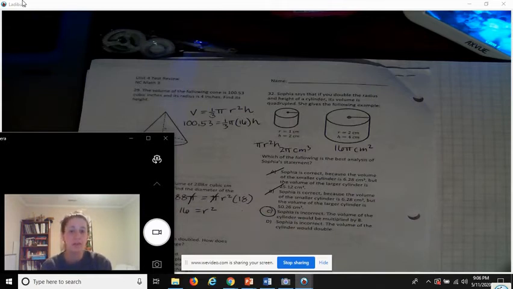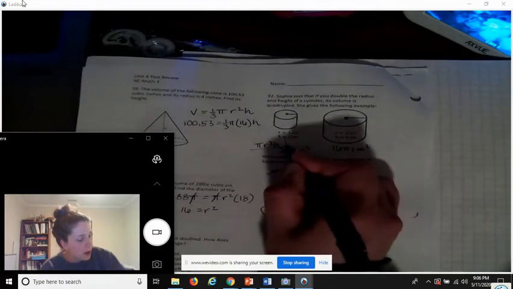She gives the following example. So we have the radius as 1, the height is 2, and then the radius 2 and the height 4. So we multiply both the radius and the height by 2 in that case. And then it says, which of the following is the best analysis of Sophia's statement? So when I did this, I wrote out the equation for volume for each of them.